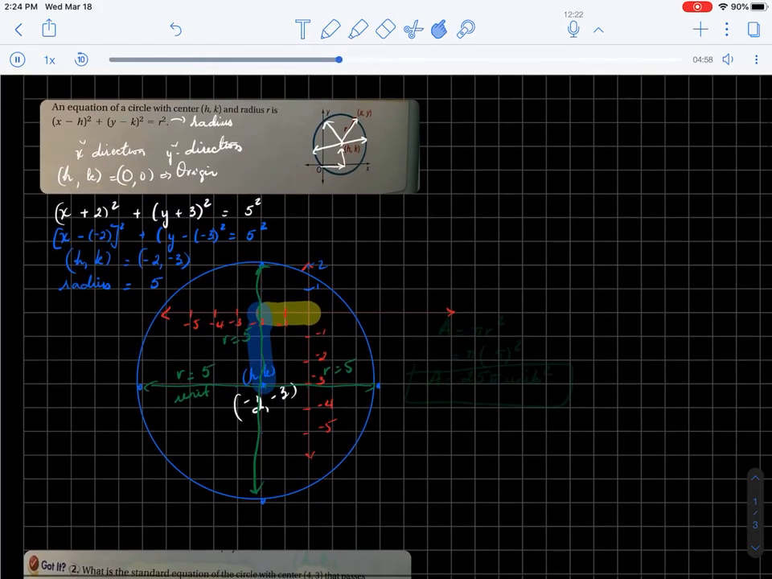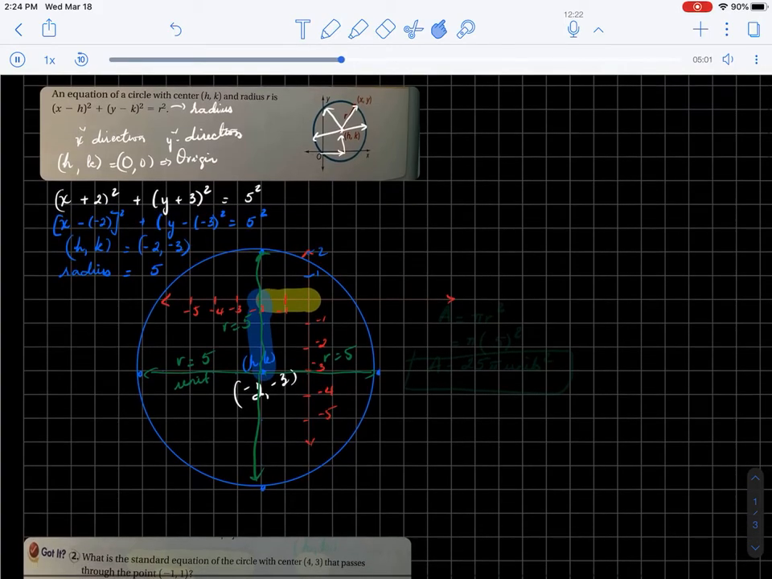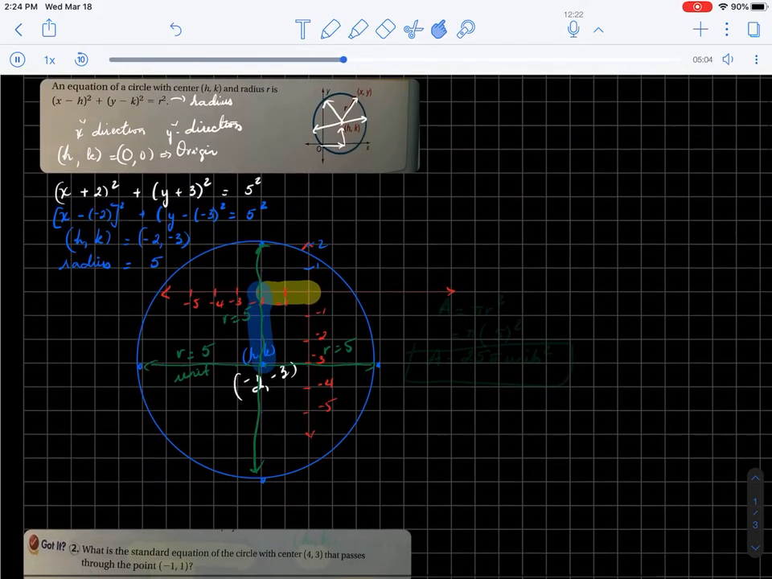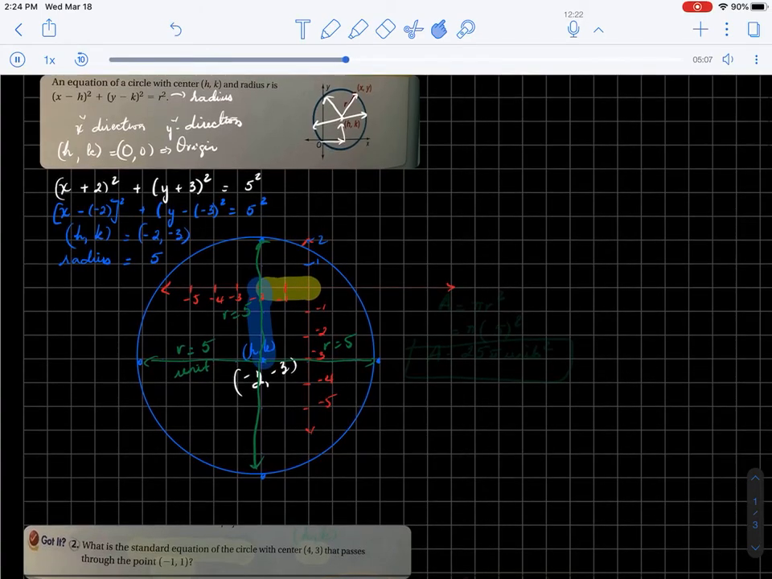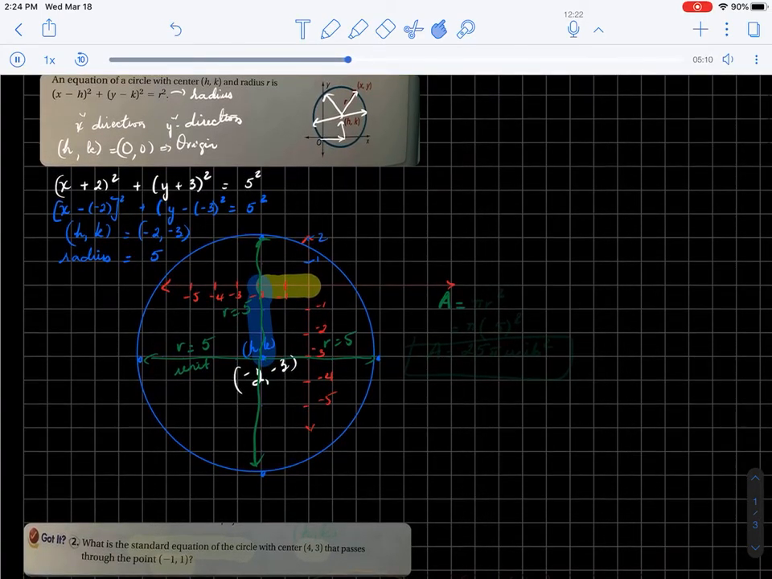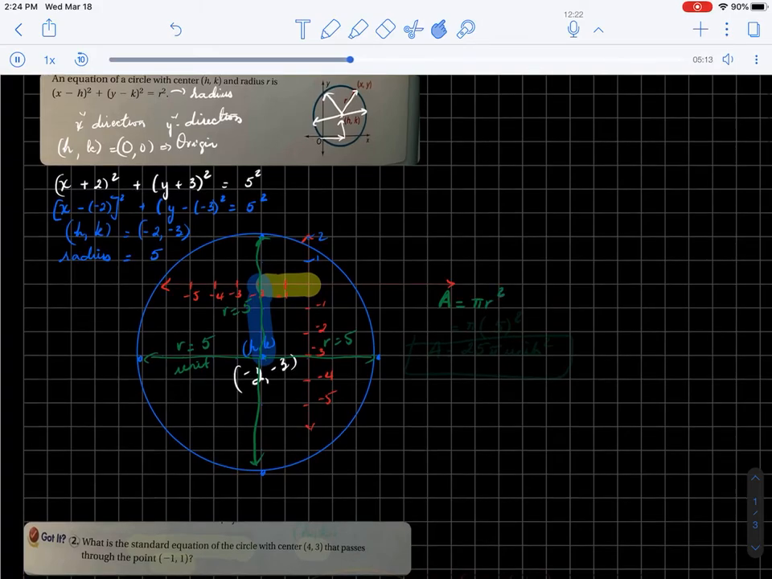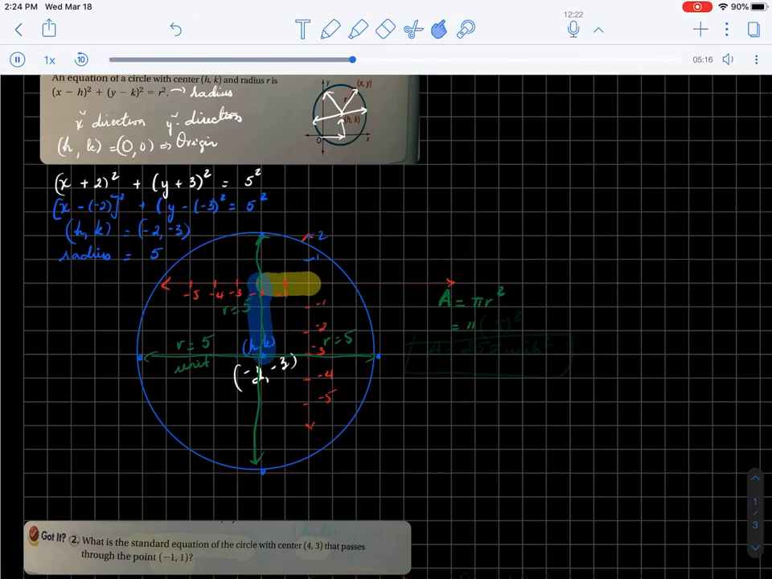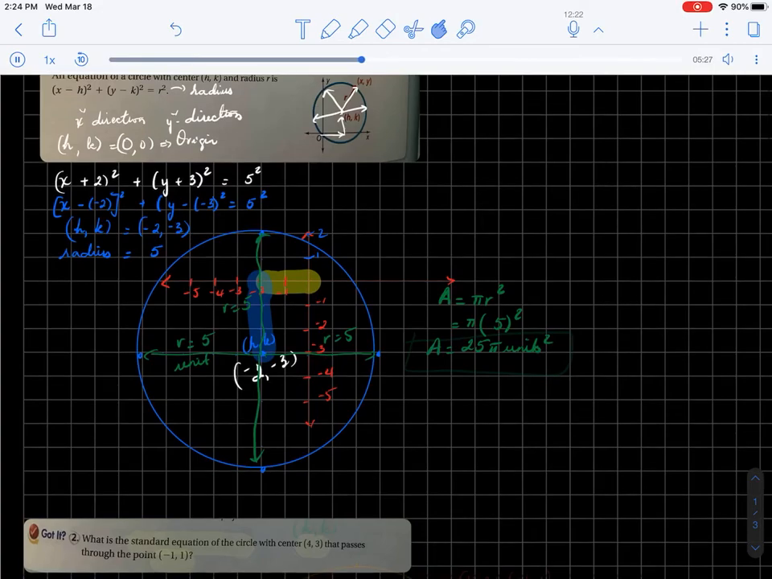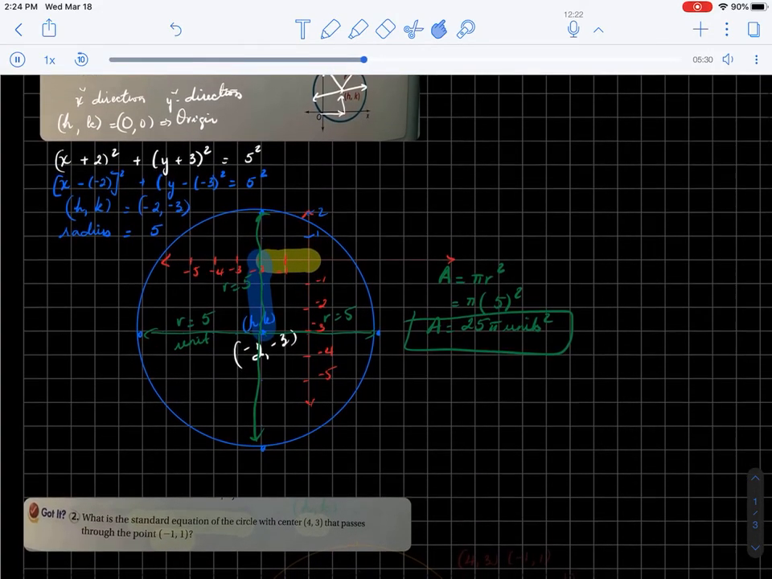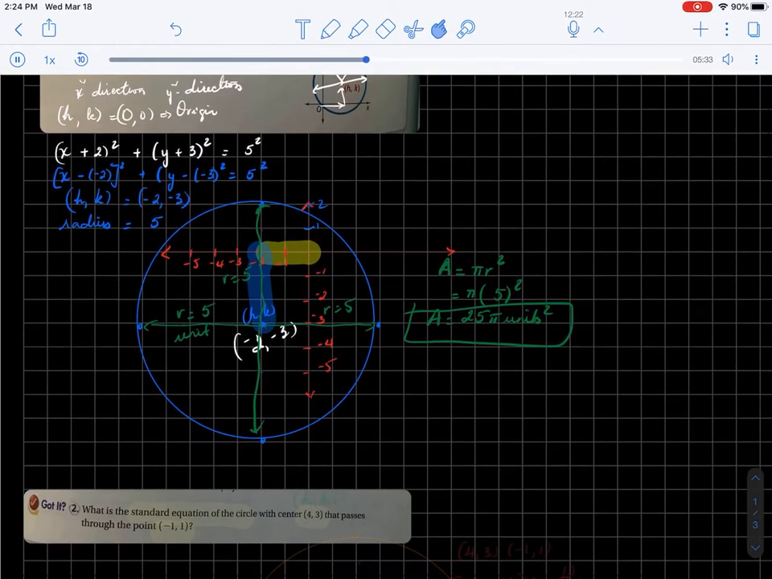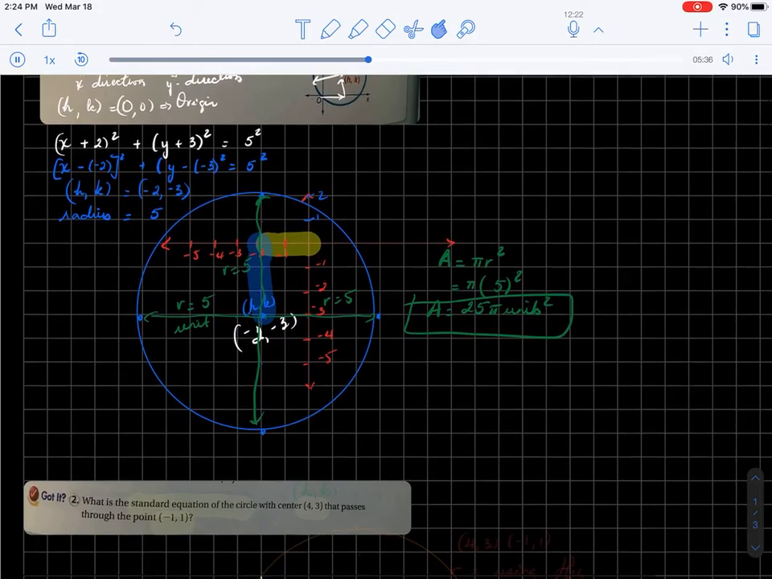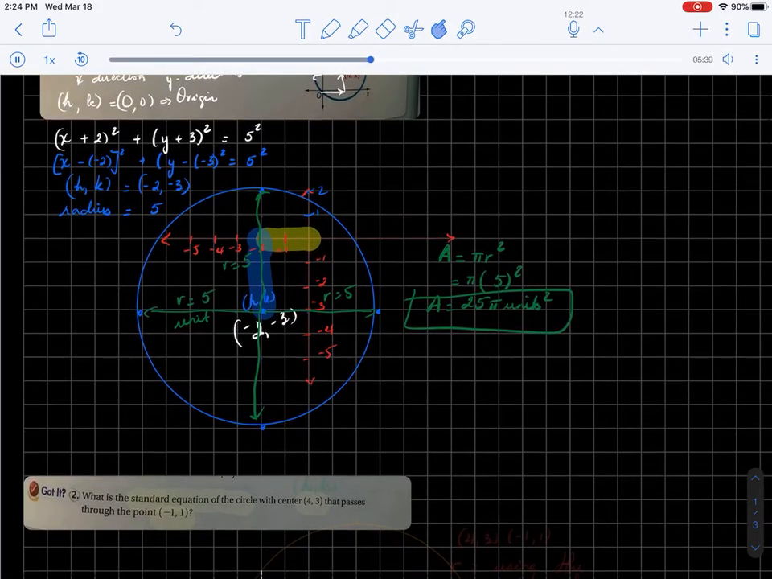Okay? Let's say I am going to find out what is the area inside that circle. Remember, the area of a circle is pi radius square. So all the area inside the circle at this point is 5 units square, should be 25 pi units square. Okay, so this is a little bit extra, but if I want to find the area of that circle, given that circle's standard form, it will give me 25 pi units.